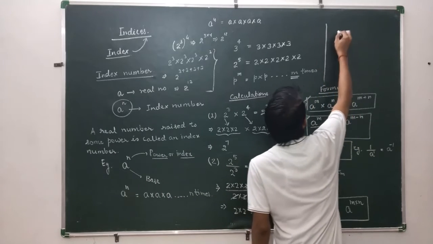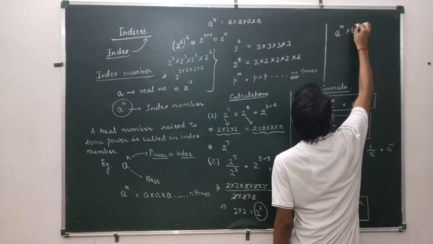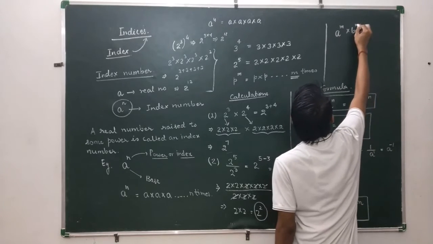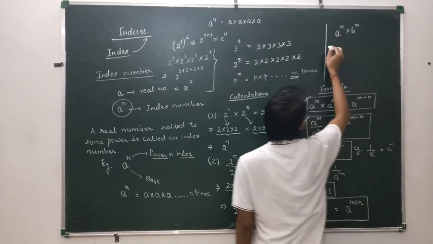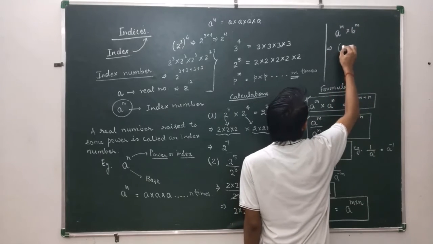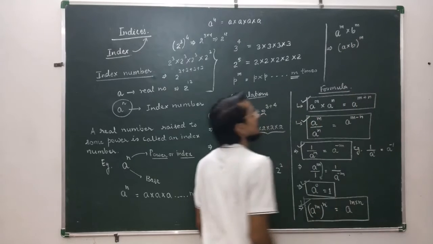Like this: a raised to the power m into b raised to the power m. Sorry, m. The powers are the same. Here the bases are different but the powers are same. So we can write it like this: a into b, whole raised to the power m.